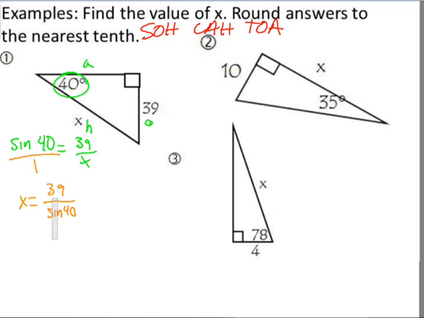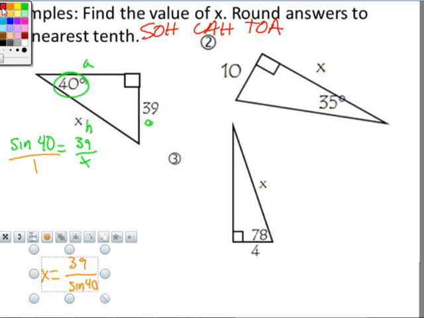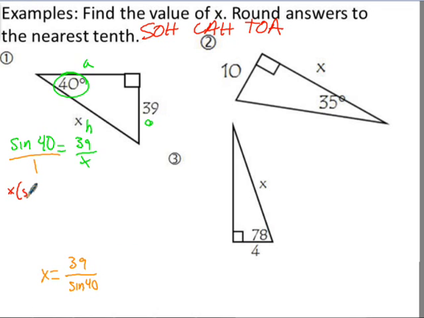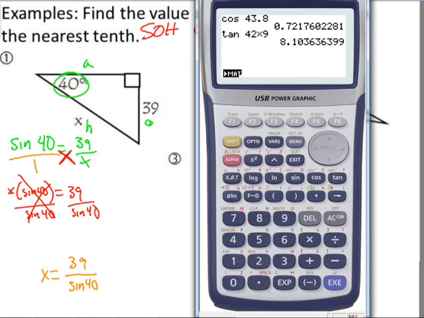Now, if you want to know how I'm getting that, it's really quite simple. I'm still cross multiplying. This becomes x times the sine of 40 equals 39 when I cross multiply here. Then I divide both sides by sine of 40. These divide out to 1. I just have x, and now 39 divided by sine of 40. And then same thing in my calculator. 39 divided by the sine of 40, and we get 60.7. X equals 60.7.